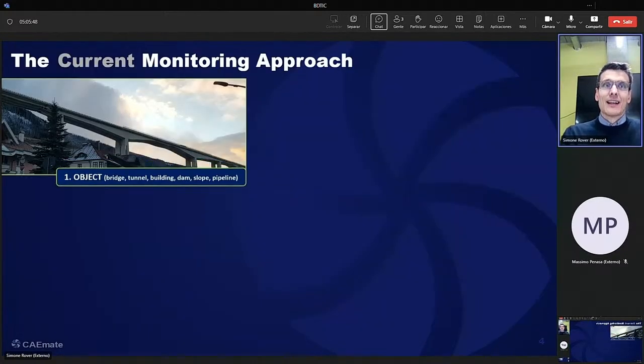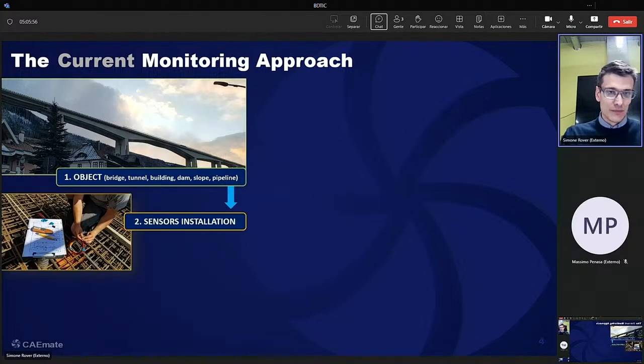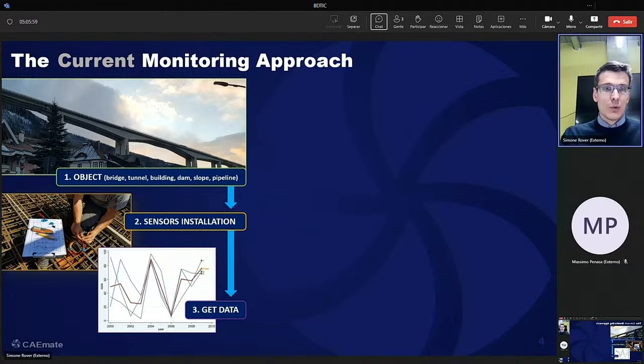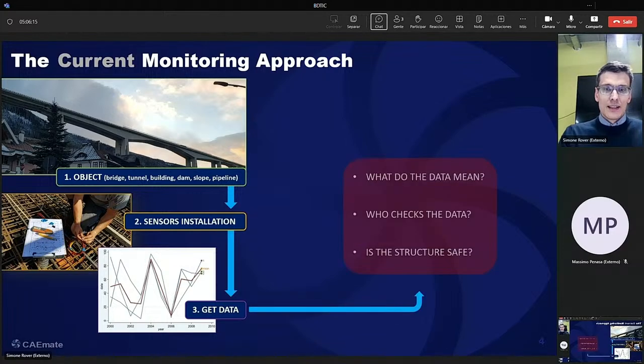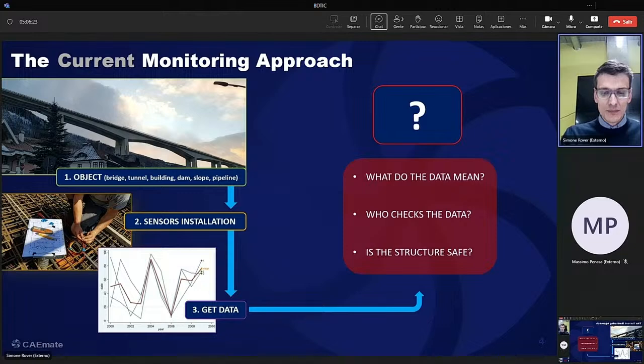Unfortunately, the current monitoring approach does not allow this, because nowadays what we see is that many sensors are applied on the bridges, for example, that we want to monitor, but they collect many data, but the data at the end are only numbers. They do not answer an asset owner's question: is the structure safe or not?